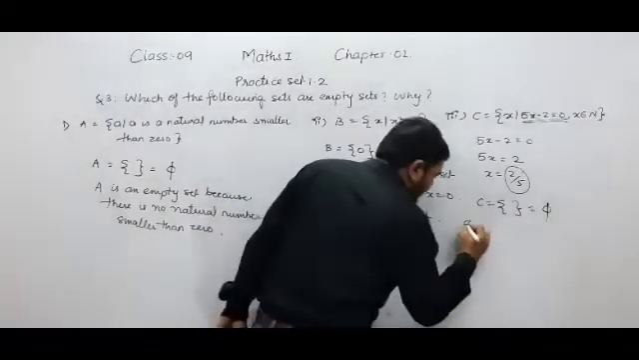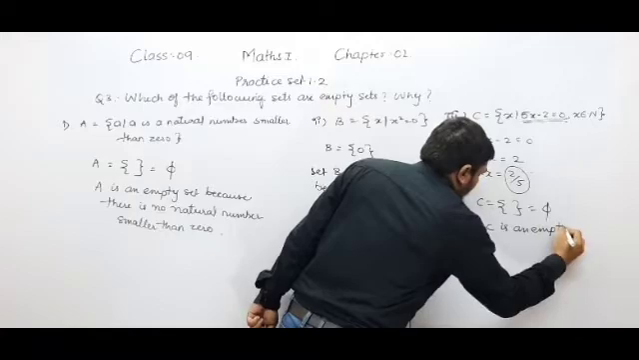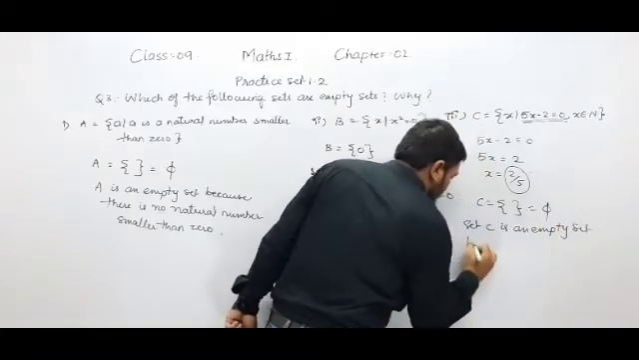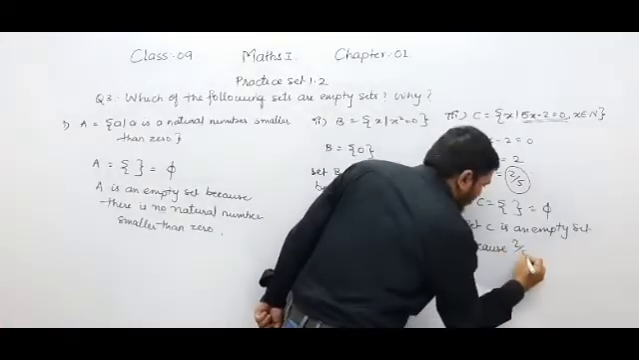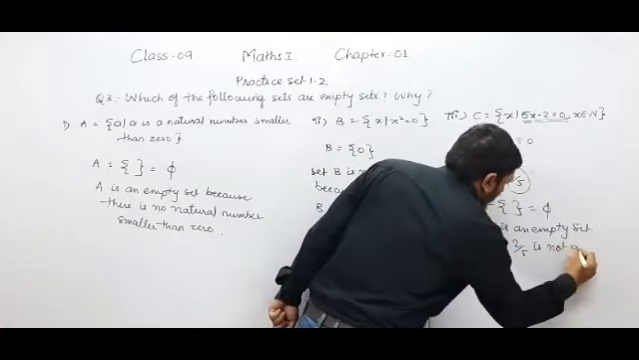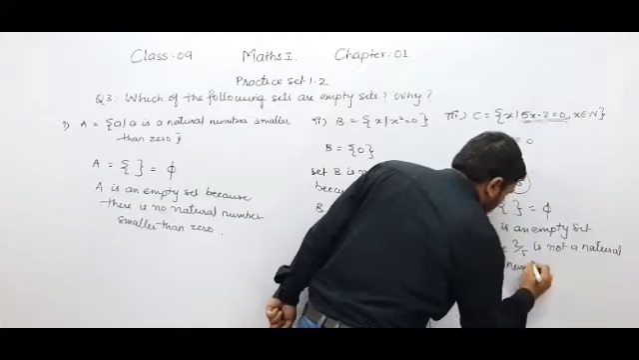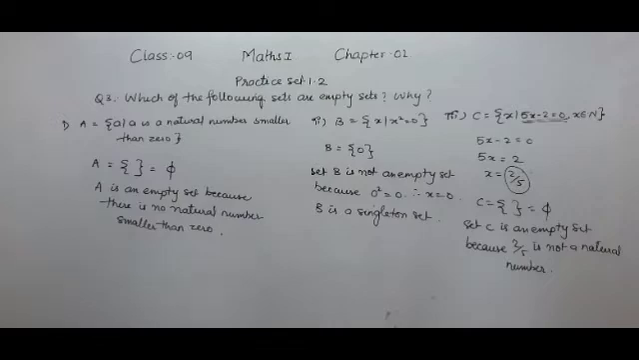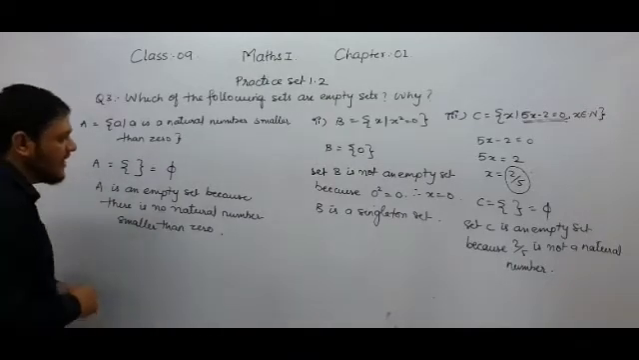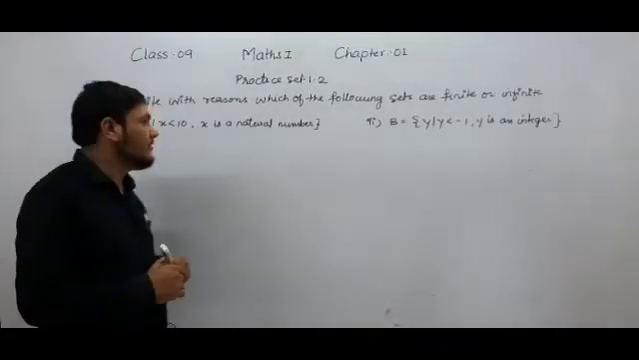So we can write set C is an empty set because 2 upon 5 is not a natural number. So these are the solutions of this question. I have written each solution by giving the reason why the sets are empty sets and why they are not. So student, let us move towards the next question.